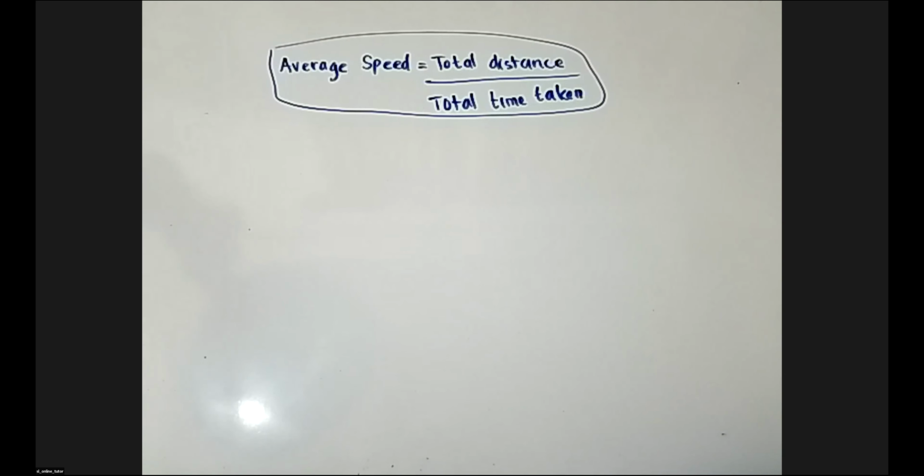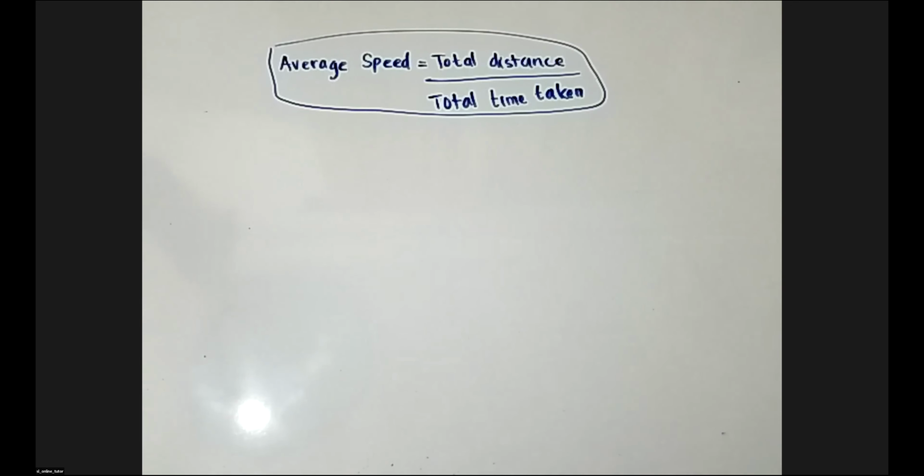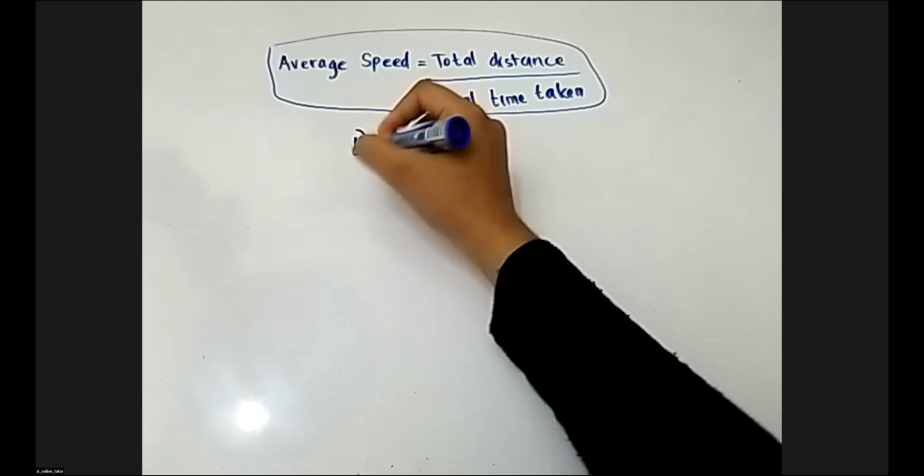Take your exercise 22.1. Now look at the first question. Calculate the speed of an aircraft which flies 1200 kilometers in 4 hours with a uniform speed. 1200 kilometers in 4 hours. What will be the speed of that aircraft? Look at the board. Question number 1.